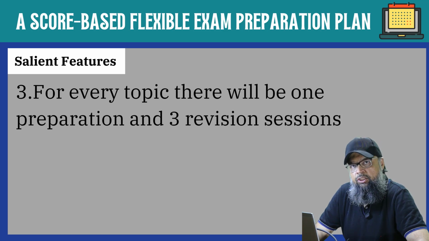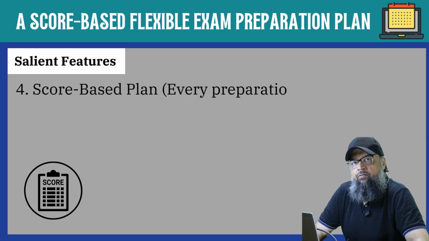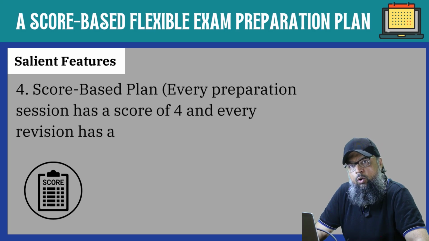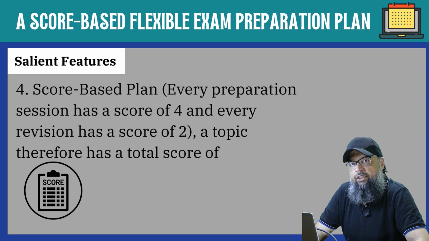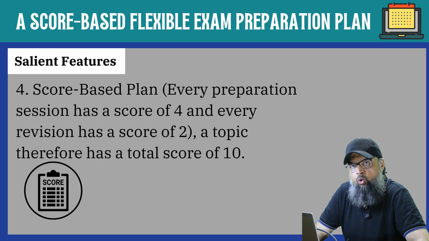So if you have done this preparation in a good manner, in a thorough manner, then you only need 2 or 3 revisions. Now the next important feature for this study plan is that it is a score-based study plan. Every preparation session has a score of 4 and every revision session has a score of 2. So 1 preparation and 3 revisions mean that any topic could have a maximum score of 10.